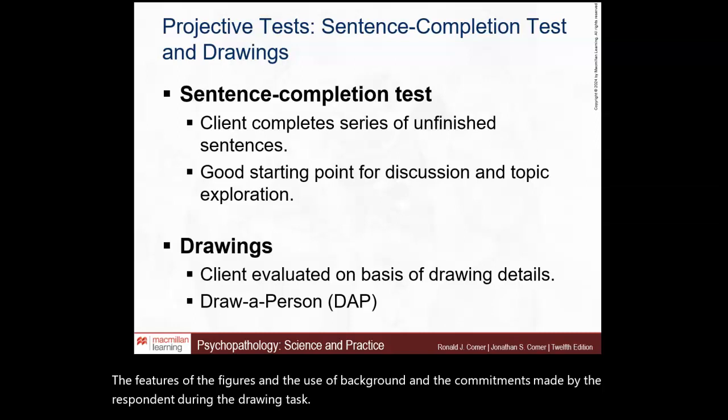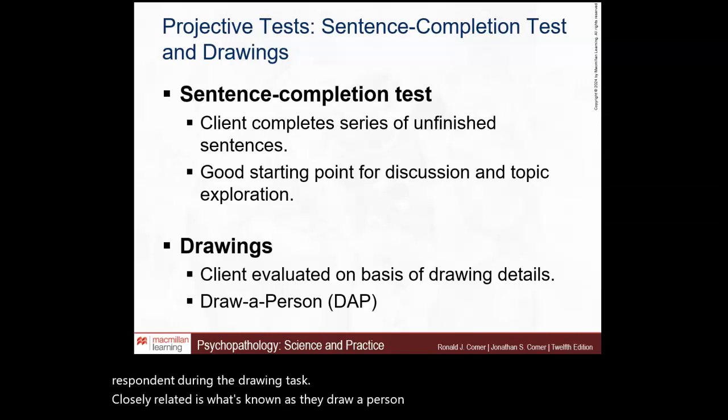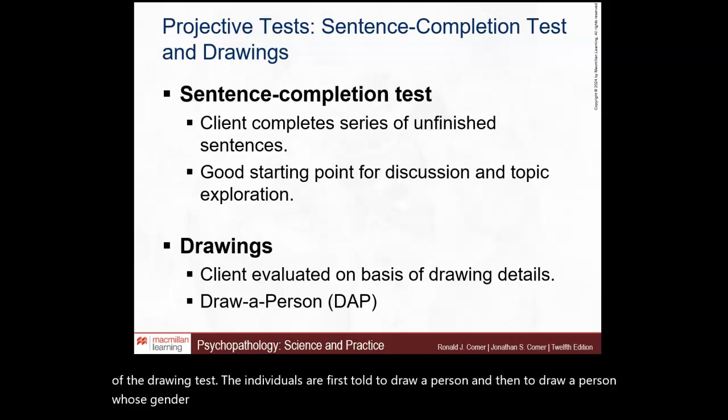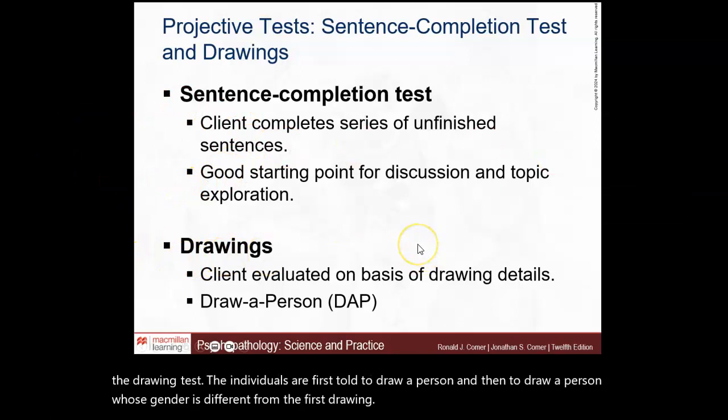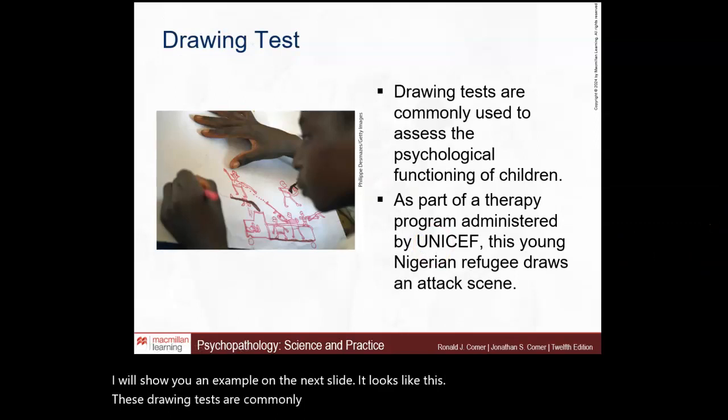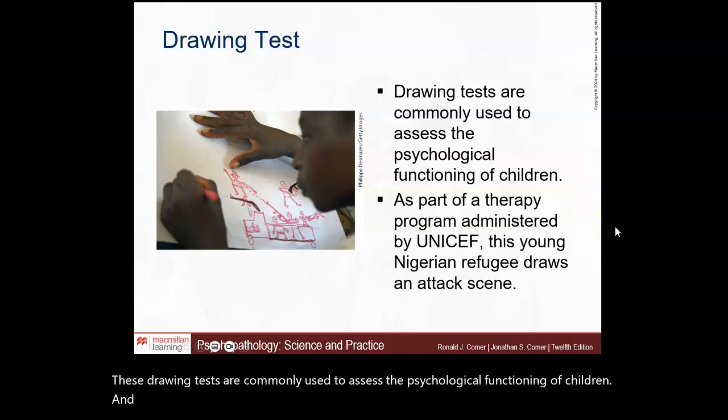Closely related is what's known as the draw a person test, and that's the most popular type of the drawing test. The individuals are first told to draw a person and then to draw a person whose gender is different from the first drawing. I will show you an example on the next slide. It looks like this. These drawing tests are commonly used to assess the psychological functioning of children. And as part of a therapy program, this young refugee draws an attack scene.